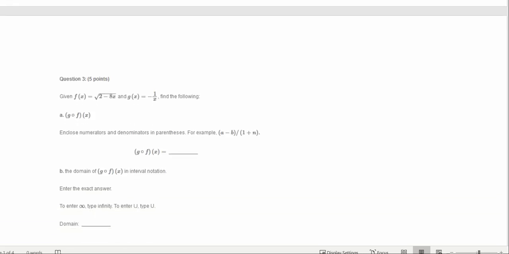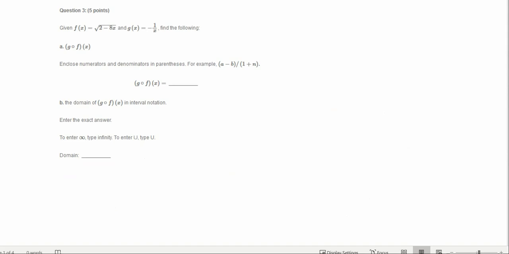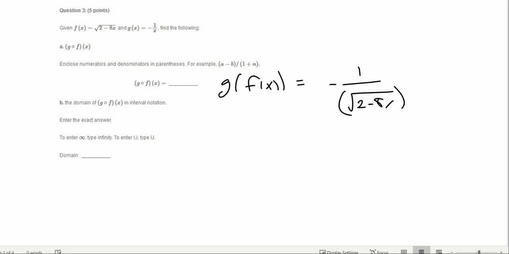The other I got was question 3. So given f of x equals square root of that and g of x equals that, find the following, g of f of x. So keep in mind, this is the same thing as g of f of x. It's just a different notation, okay? You can use whatever notation you want, but you need to recognize both, okay? So g of x is negative 1 over, okay, 1 over the x. Now the inside function is just square root of 2 minus 8x.